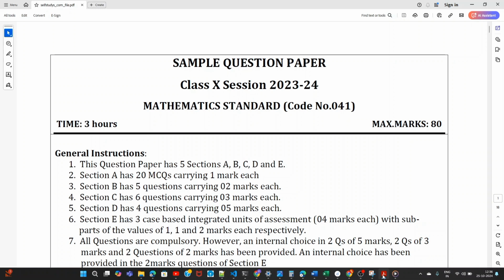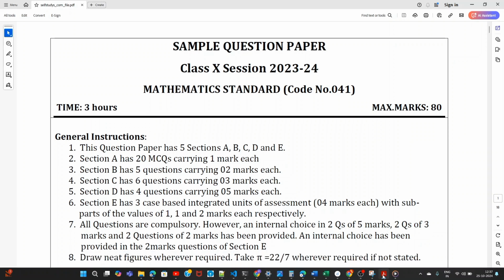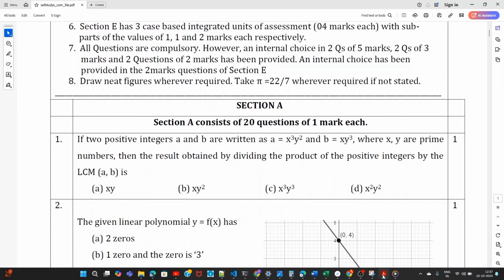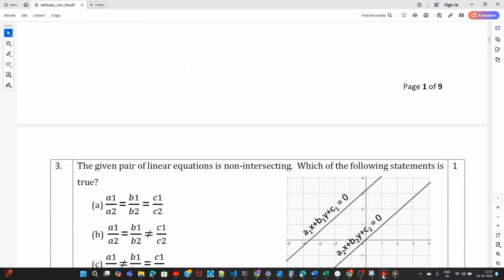Hi everyone. I want to share another sample question paper with you. Today we are going to discuss this sample question paper. It is from the year 2023-24. So we are selecting trigonometric questions from this question paper.